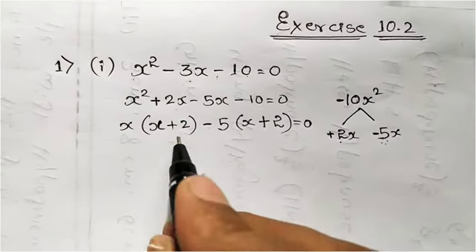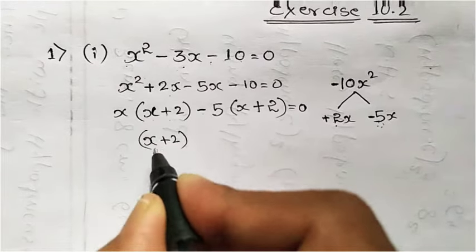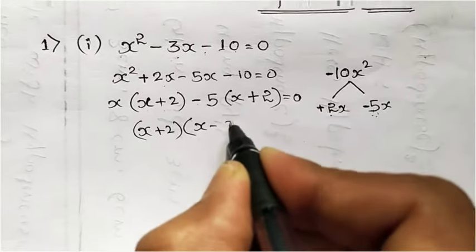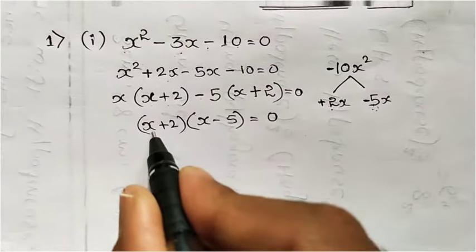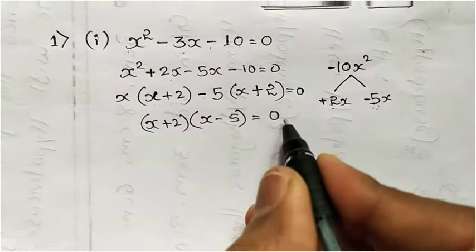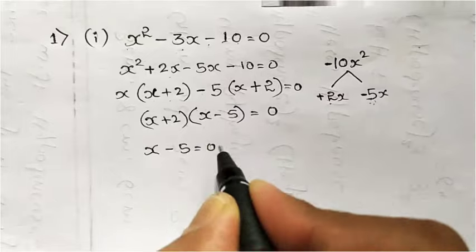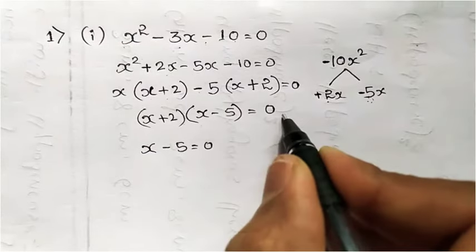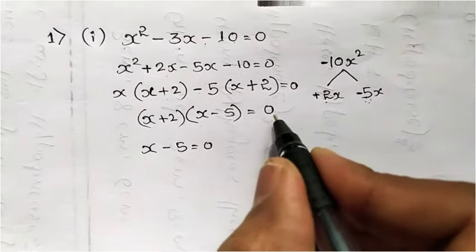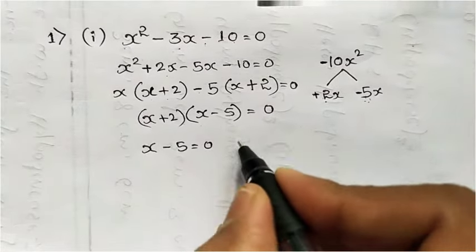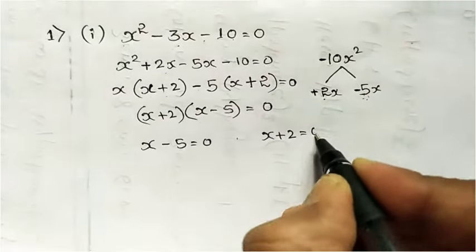Okay. So again, take x plus 2 common; what is left? x minus 5 is left, equal to 0. Okay. Separately, if I take x plus 2 to the right side, it becomes 0. So x minus 5 equal to 0. If I take x minus 5 to the right side, it becomes 0, because it is multiplying with 0. If we multiply any number with 0, we will get 0 only. So that is why x plus 2 equal to 0.